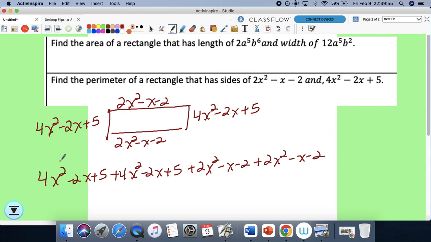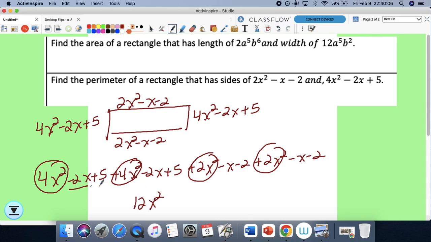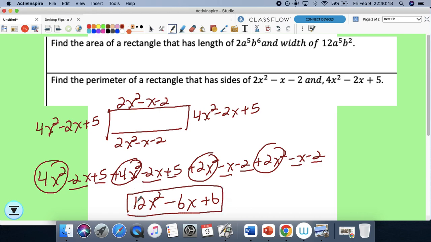So x squared is this, and this. So 4 and 8 make 12x squared. The x terms are negative 2x, negative 2x, negative x, negative x, that's negative 6x. And then the constants, 5, 5, negative 2, and negative 2, that's plus 6. So here's my final answer. The perimeter of that rectangle is this much. You could have done that.